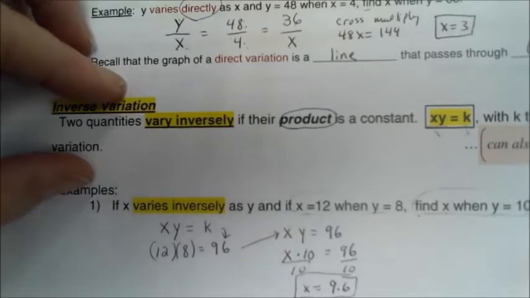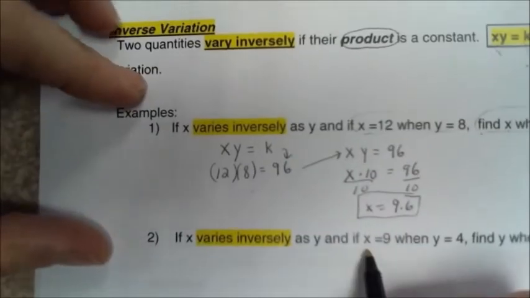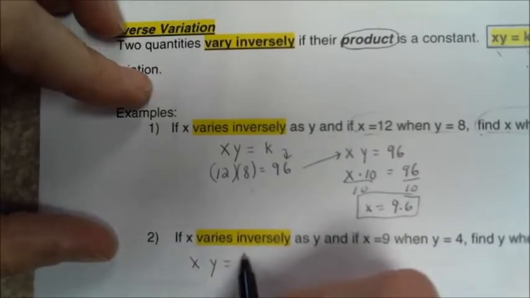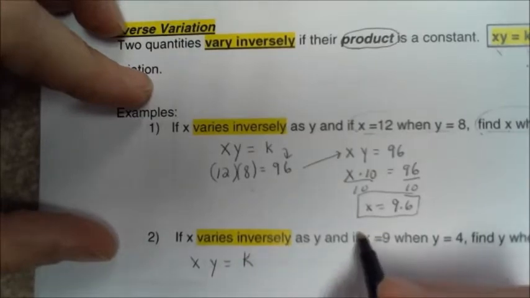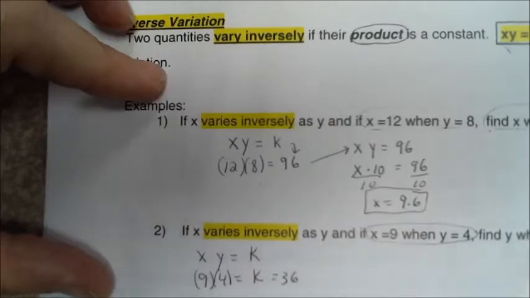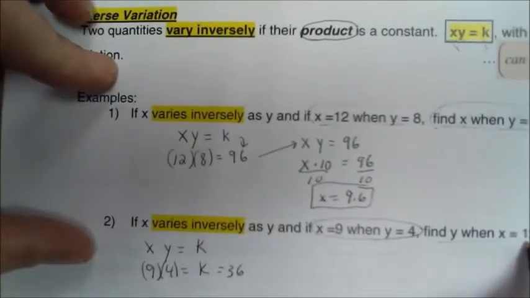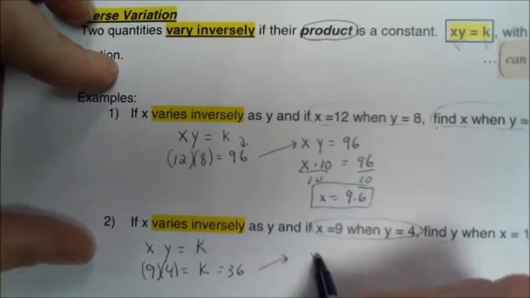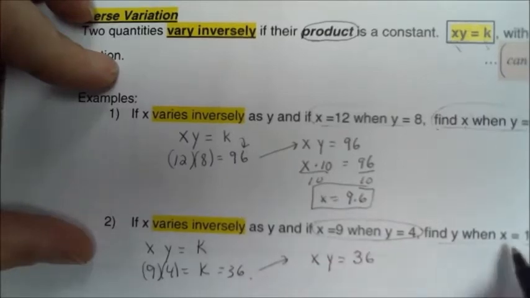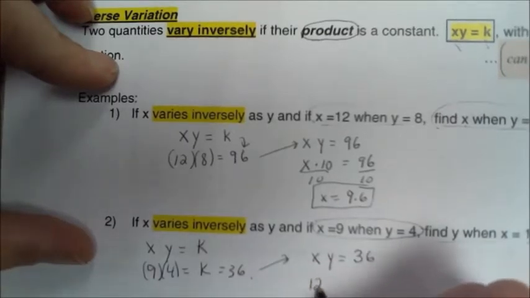That's varies inversely. And then this other question: if x varies inversely as y, x times y is equal to some k value, and we find k with the given information. X is 9 when y is 4. Well, what is k? 9 times 4 is 36. So now we have to find y when x is 12. No matter what, x times y is always equal to the same number, which is 36 in this question. So find y when x is 12. 12 times what is equal to 36?